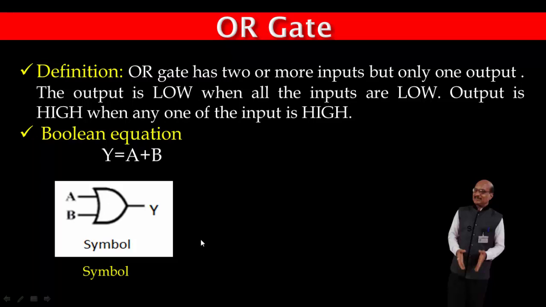Now, the logic symbol for the OR gate is shown here. Again it has 2 inputs A and B, and a single output Y. Each gate has its unique logic symbol that should be remembered properly, because when we are drawing digital electronic circuits, we draw those circuits by using these logic symbols.